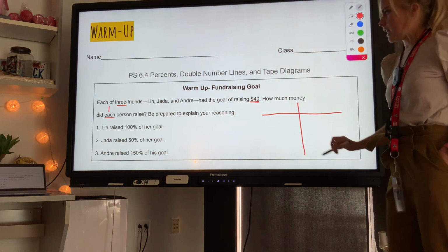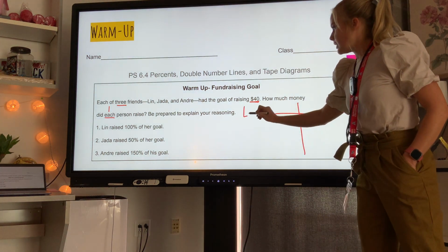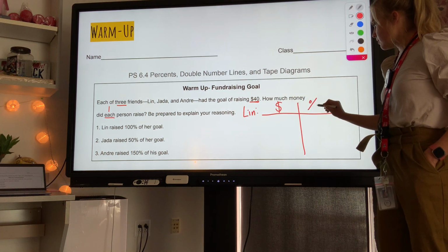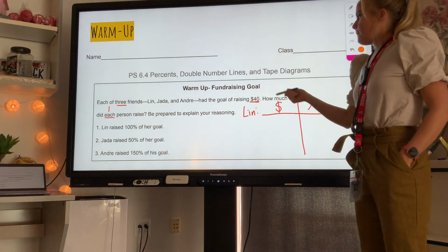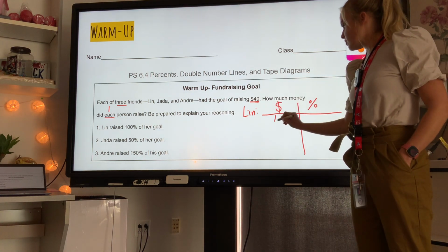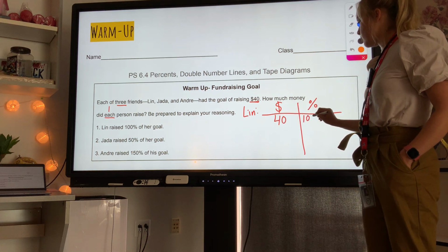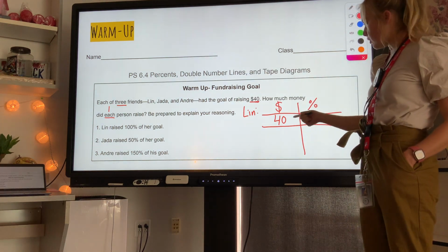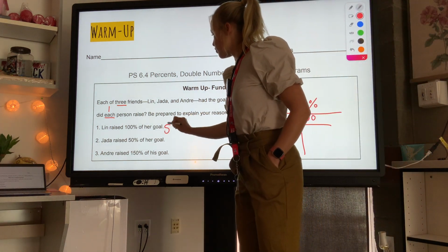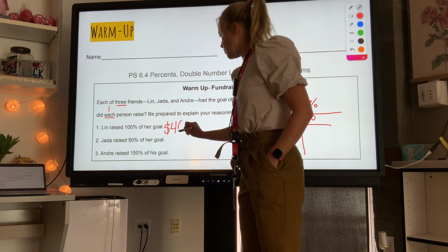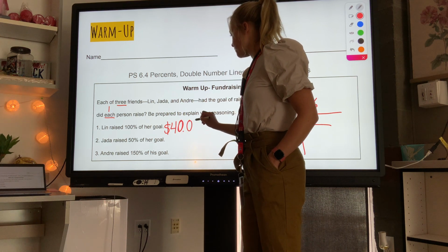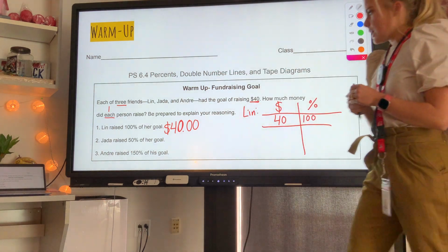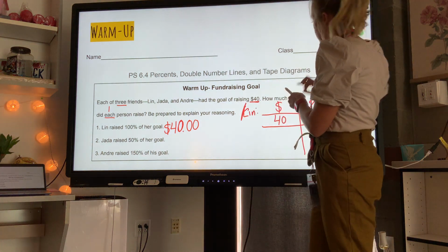So we could think of this as a table. And if I'm talking about Lynn, and I have money, and I have percent, we know their goal to raise $40 would be 100% of their goal. Okay? So if Lynn raised 100% of their goal of $40, then that means she raised $40, because that is all of the goal of what they're trying to raise.